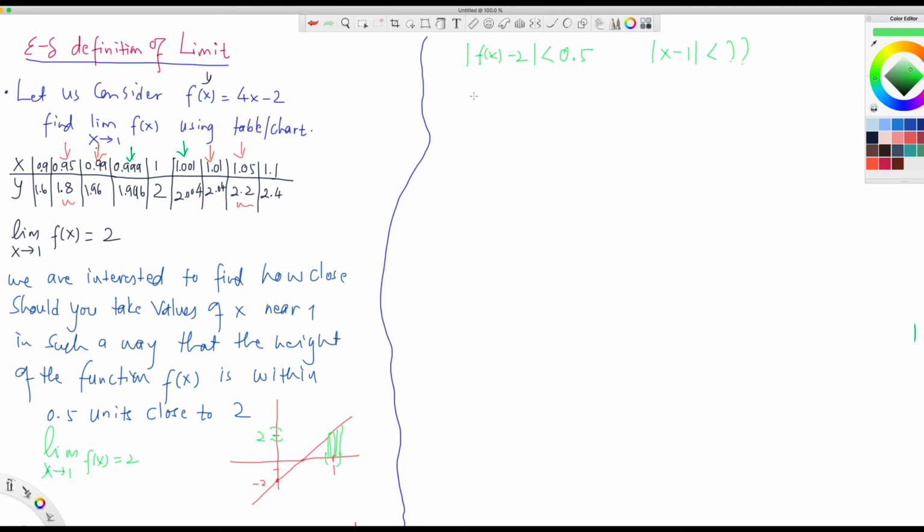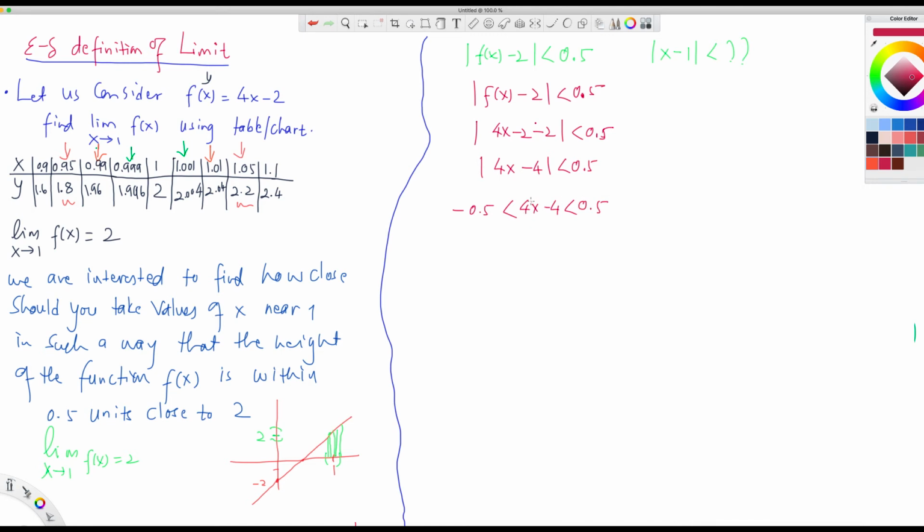So how do I answer this question? It is easy. You just start from that. The absolute value of f(x) minus 2 is less than 0.5. Okay, so what is the value of f(x)? f(x) is 4x minus 2, and then there is another minus 2 there, right? Is less than 0.5. How much is that? It is the absolute value of 4x minus 4 is less than 0.5. You see that? Now, how do I get rid of the absolute value? You write on the left side, negative 0.5 is less than 4x minus 4 is less than 0.5.